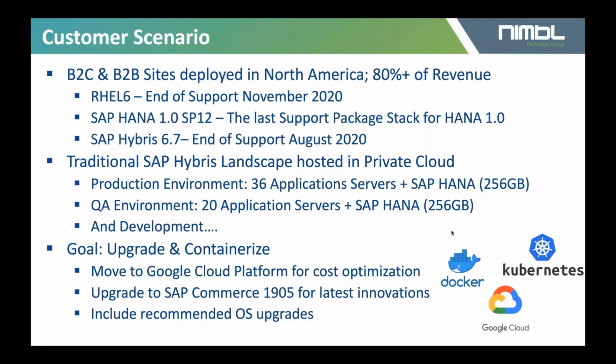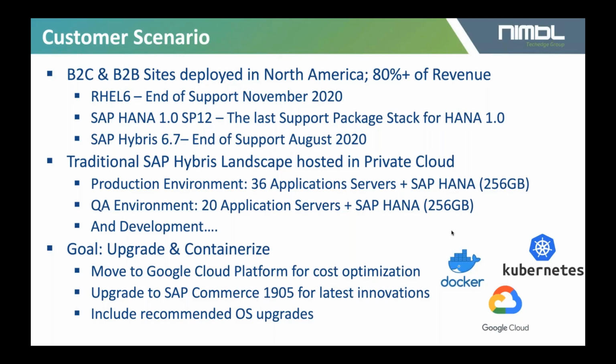Second contention, second issue. Right, they had a traditional SAP Hybris landscape hosted in a private cloud, hosted by an SAP certified hosting provider. And there's nothing wrong with that hosting provider. It was just the cost model was becoming inefficient. They had 36 application servers in production plus a HANA database, and then its DR component as well. QA, 20 application servers plus a HANA database plus its DR because we need to be able to test failover. And then development, and then sandbox, right?